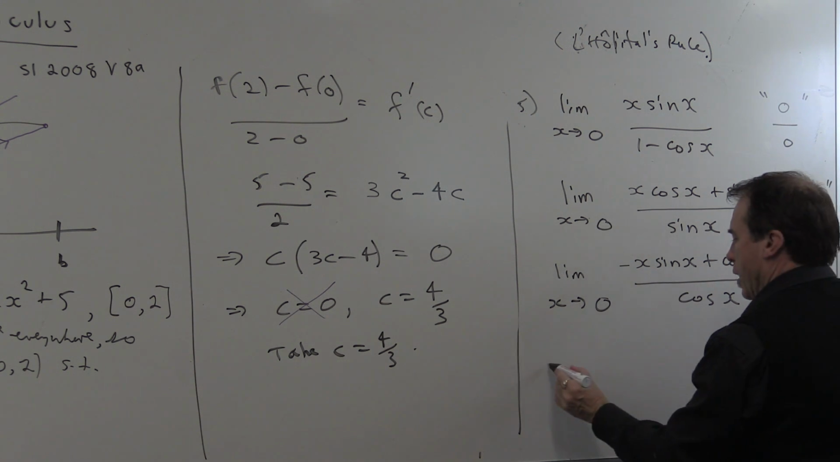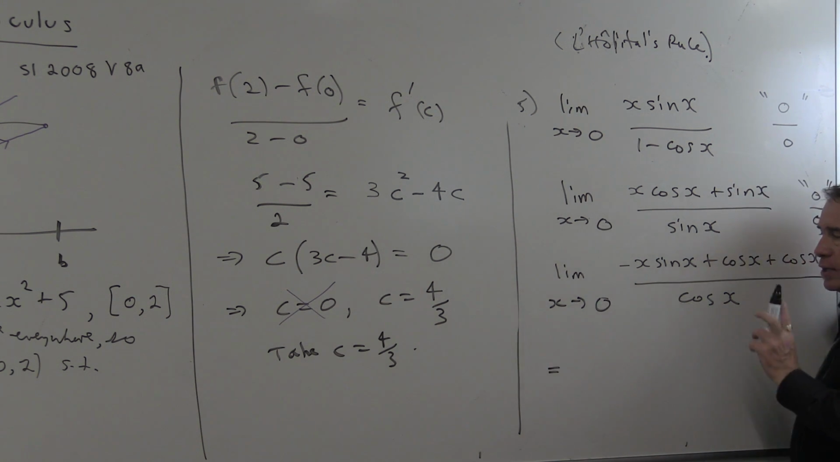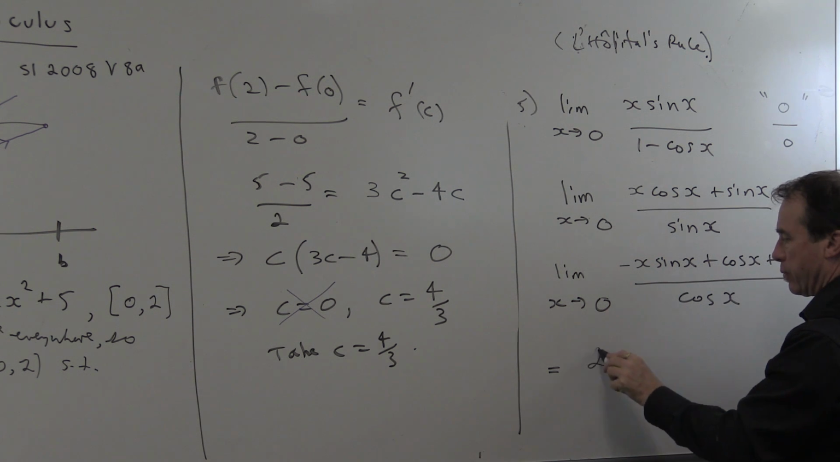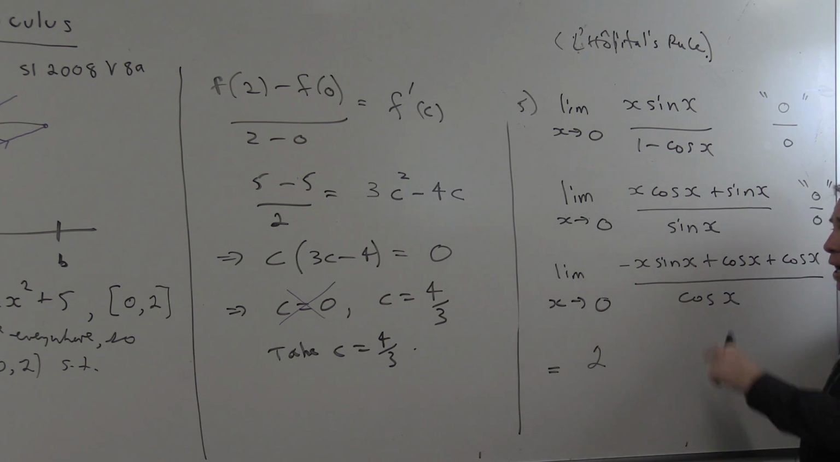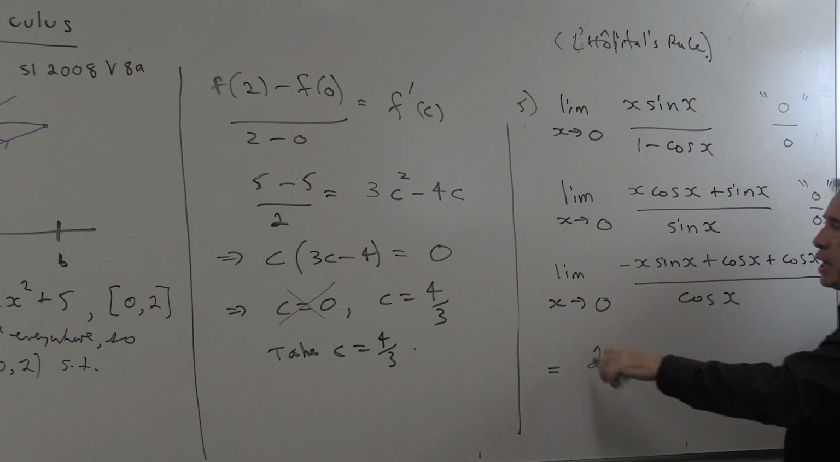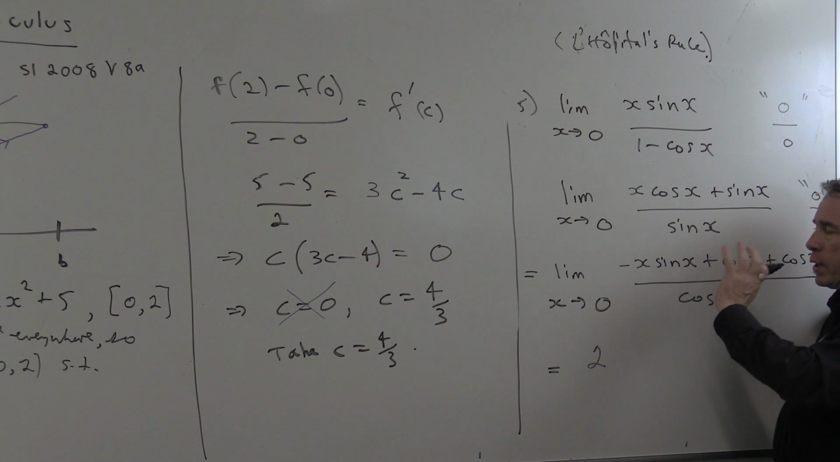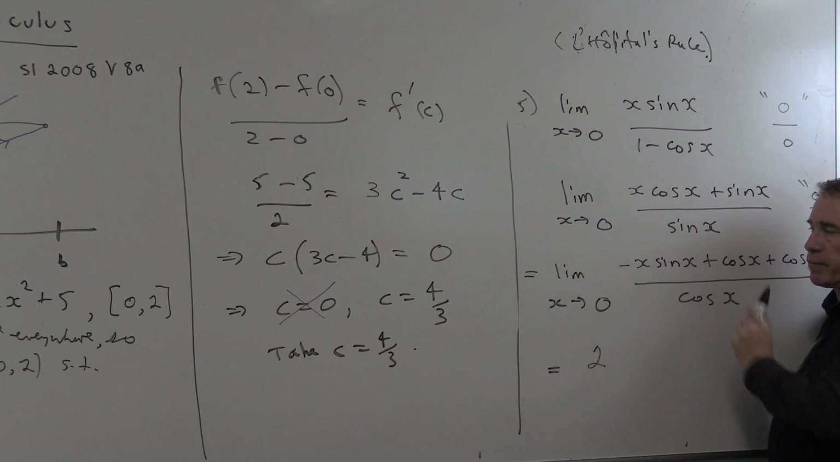Now I look at that and say, well, does that limit finally exist? And the answer is yes, because that's 0. I'll get 1 there plus 1 gives me 2 over 1 is 2. So this limit exists. Now because this limit exists, this one will equal this one. So I can put an equal sign there. Once that limit exists, I know it equals the value of that one.